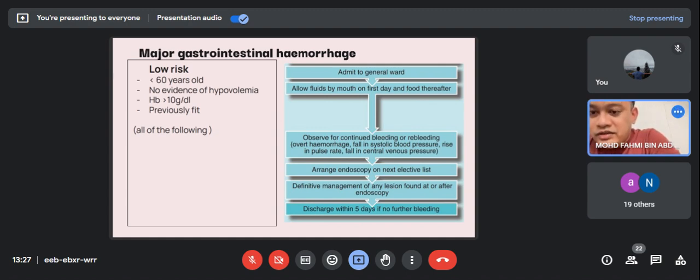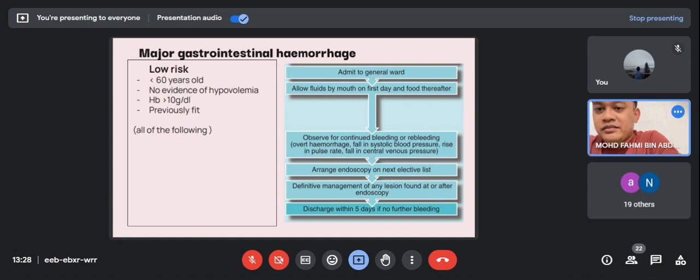Lower GI bleed dia akan stop in 70%. Lagi 20% tu takkan stop lah, you kena buat sesuatu. And then about 10%, lower GI bleed ni causation dia datang daripada atas juga, proximal to ligament of Treitz. So kalau you suspect yang 10% tu, you kena buat OGDS juga lah. Boleh buat bawah saja.